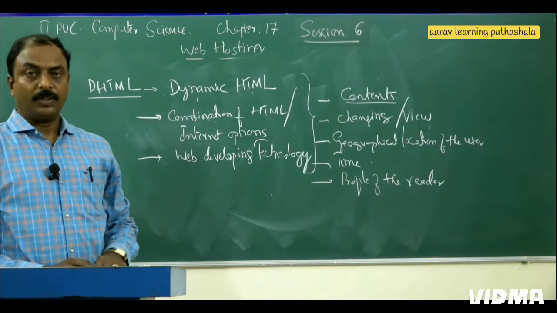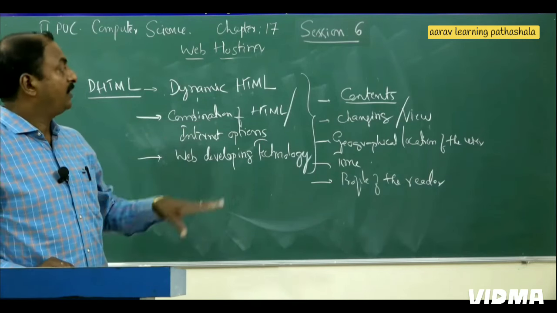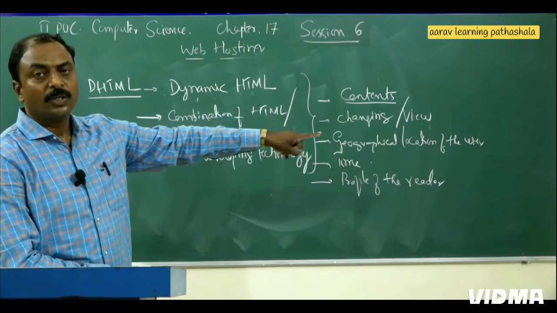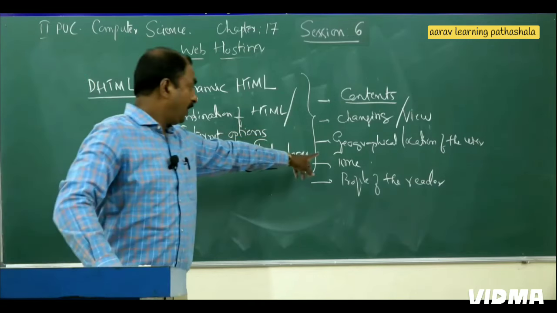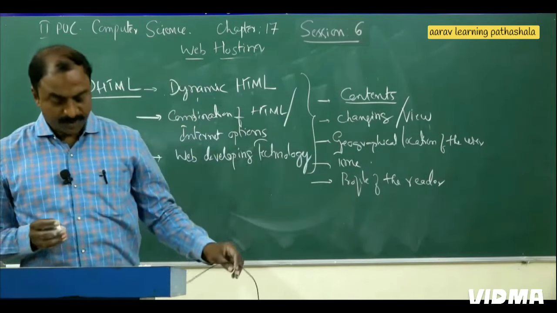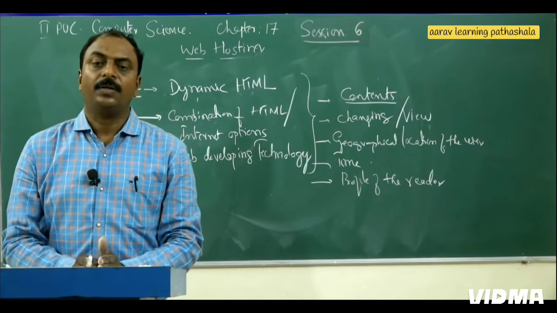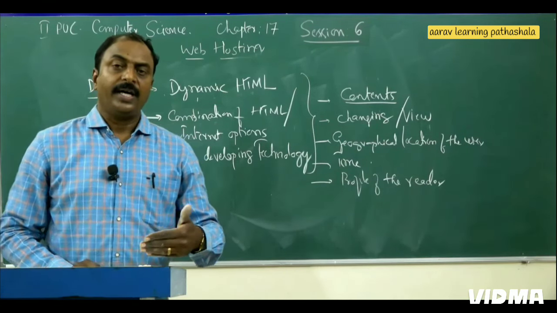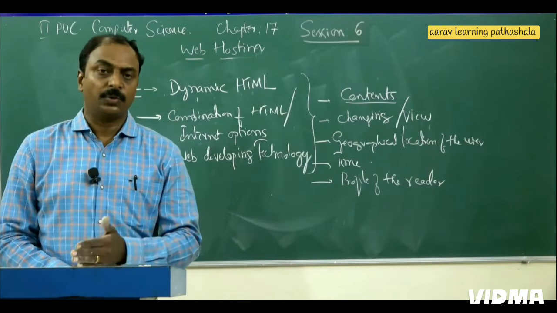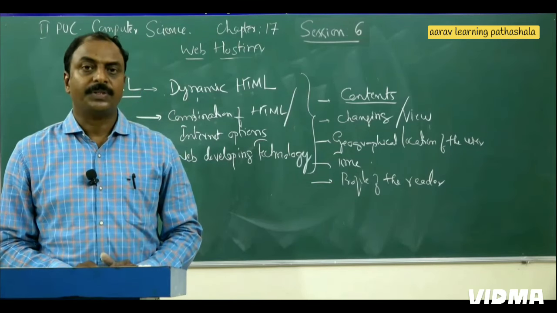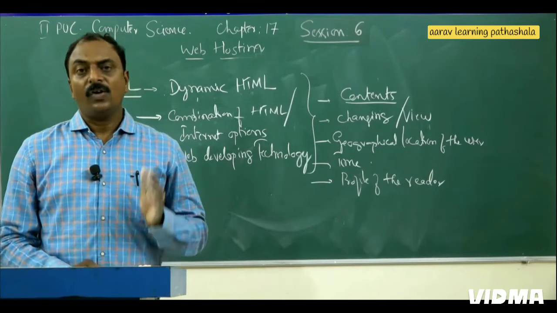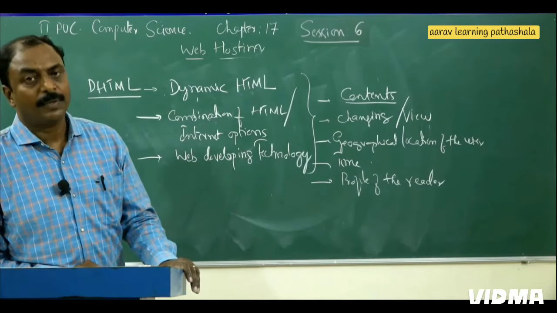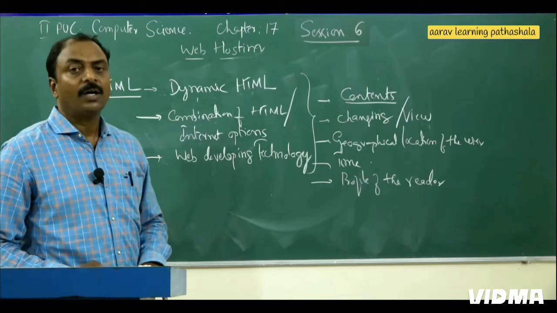Any website which has been developed with the help of DHTML, within the website the contents can be changed. What is the meaning of changing the contents by view? This view depends on the following 3 points. Again, the geographical location of the user. Suppose one user is viewing the website at a particular location, and his view is different, and some other user visits the website at some other location, and for both of them, the views of the website will be different. So this keeps changing. That is the meaning of dynamic website or DHTML.